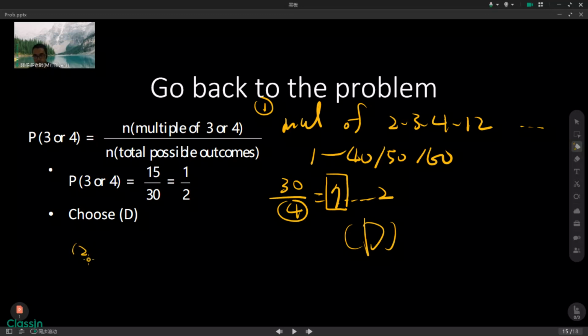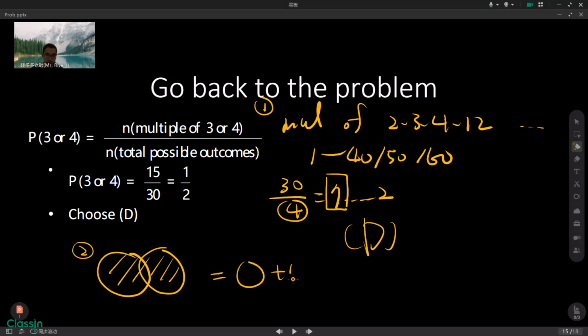And the second thing we need to know is the Venn diagram, okay? If it's multiple 3, it's multiple 4. If it's multiple 3 or 4, then we need to find out this area. This area will be this one plus this one minus the intersection part.